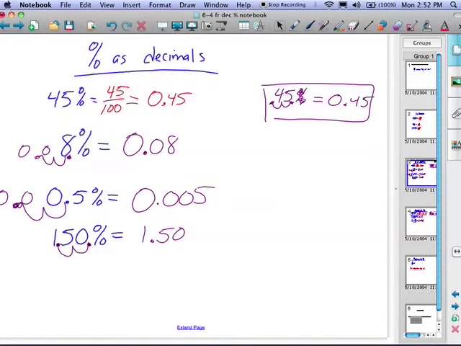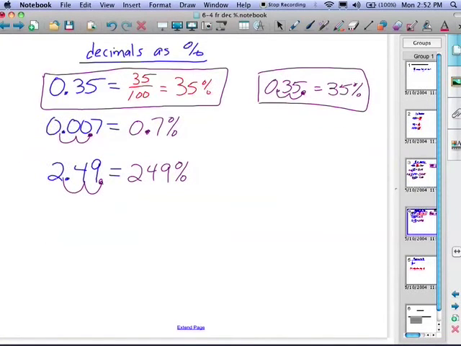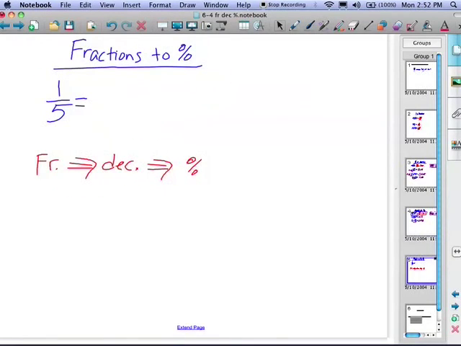So we've already changed percents into fractions. We've changed percents into decimals. We've changed decimals into percents. And now finally the last thing we're going to do is turn fractions into percents. This one requires the most work. It's the most difficult because it actually requires you to have all 3 forms. So we're going to start with a fraction. We turn it into a decimal. And then we're going to turn that decimal into a percent.